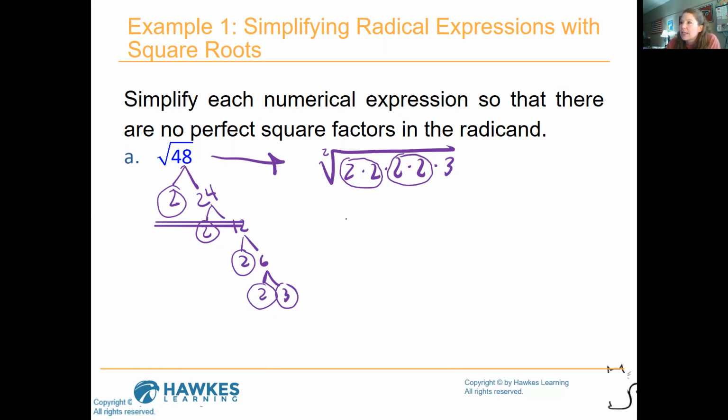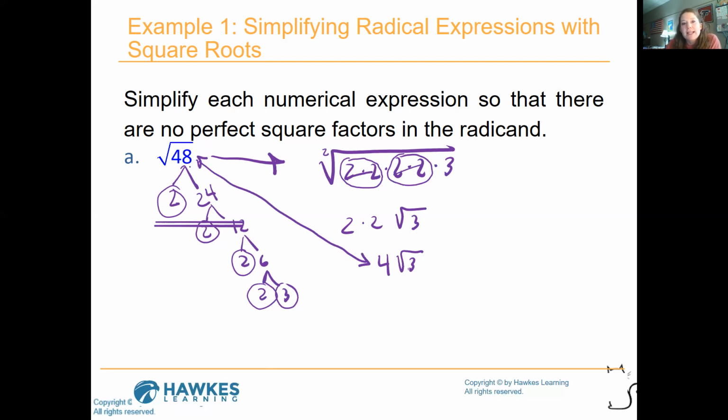So here's a pair of 2s, I get to pull 1 out. Here's another pair of 2s, I get to pull out another one. And I don't have a pair of 3s, I get one 3 by itself. So what's 2 times 2? 4, and 3 gets left under the radical because it's not a perfect square and there's no more factors of 3. So anyway, this is equal to this.